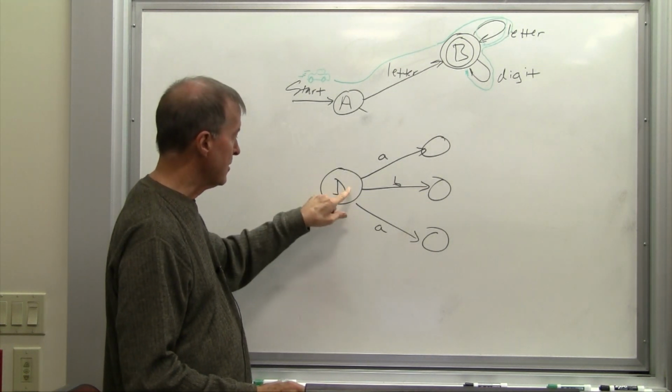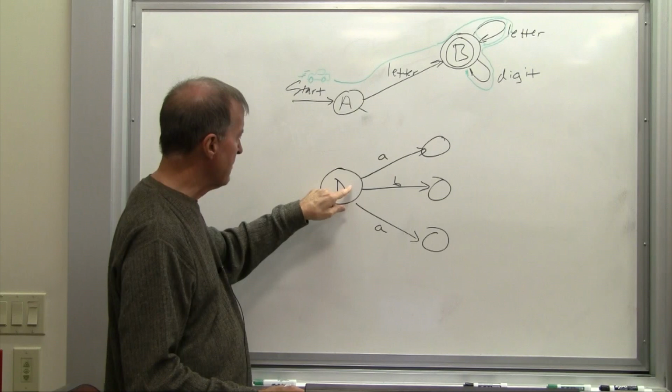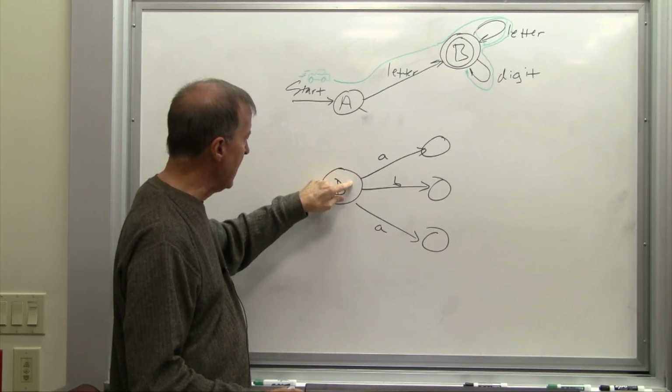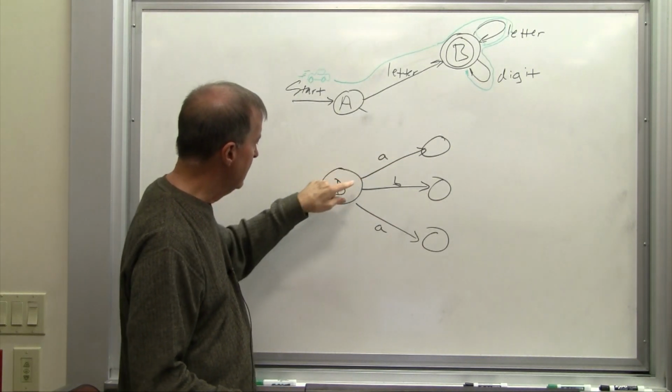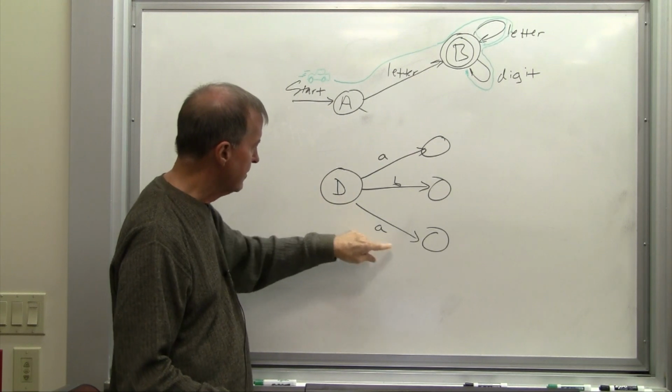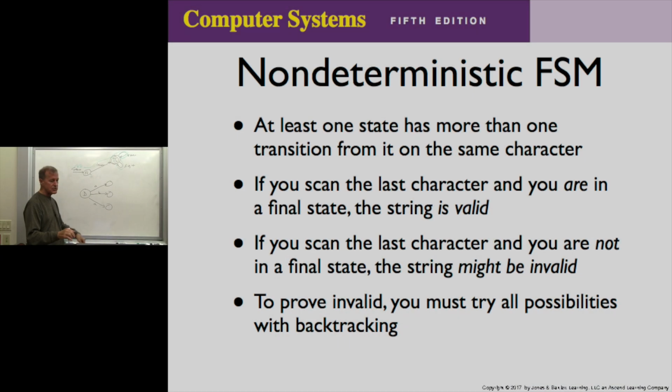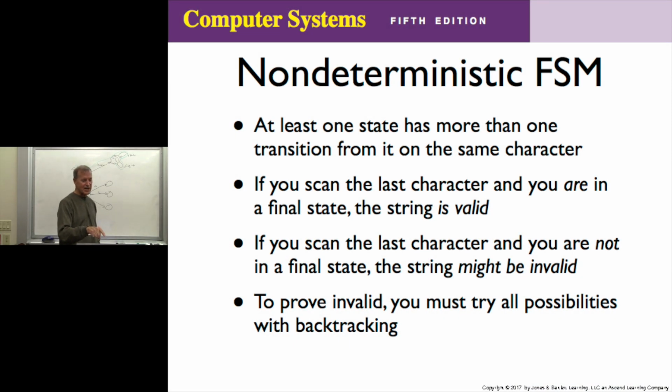Do you see? What you might have is you might be in this state, and if you get an A, you could either go here, or you could go here. So you see here it says at least one state has more than one transition on the same character. Do you see what we're saying there?